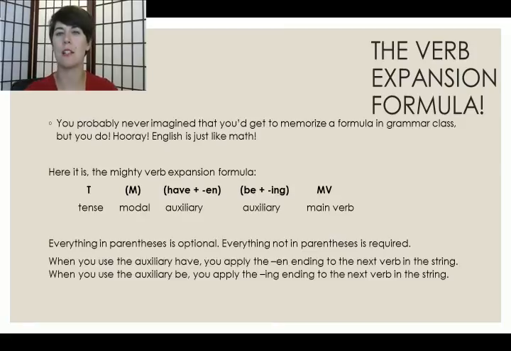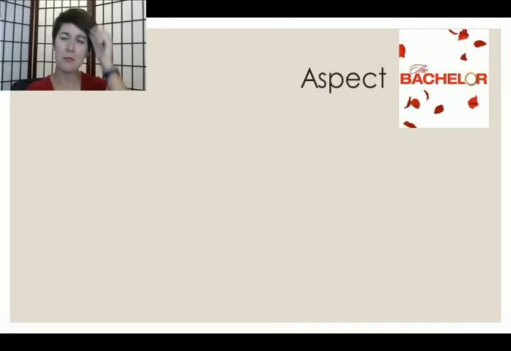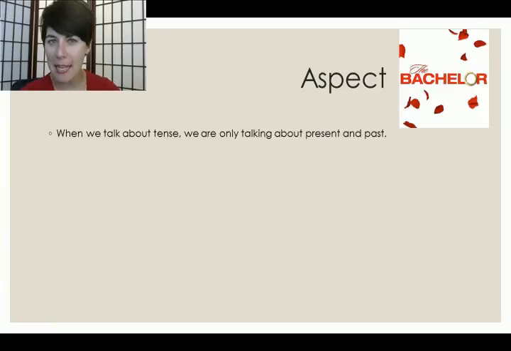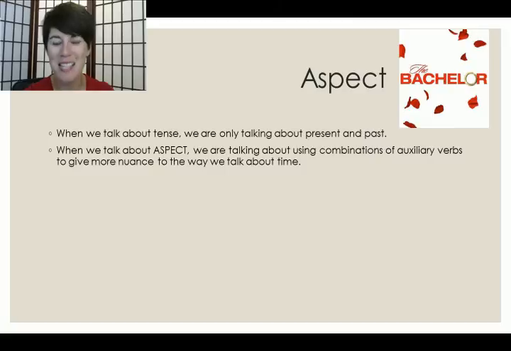When we use auxiliary have, we're putting the en ending, that's the past participle ending, onto the next verb in the string. And the same with the auxiliary be. When we use it, we are applying the present participle, the ing, to the next verb in the string. Let's look at some examples using The Bachelor. When we talk about tense, we're talking about present and past, but when we're talking about aspect, what we mean is we're using these different combinations of auxiliary verbs to give more nuance to the way we talk about time.